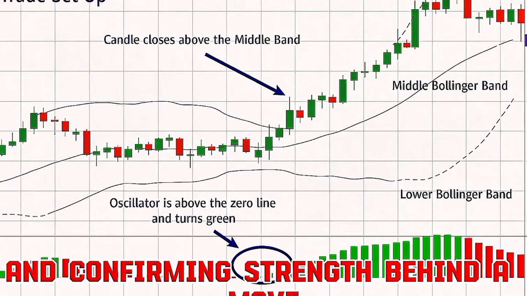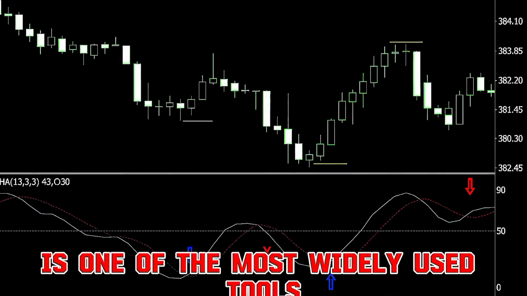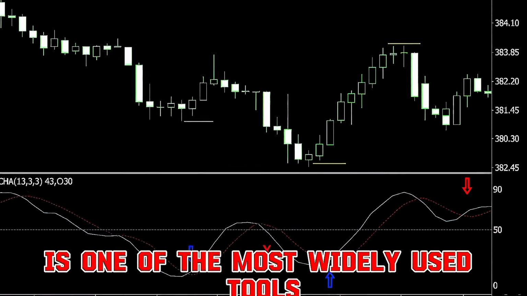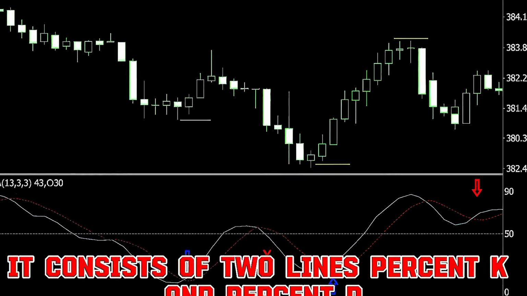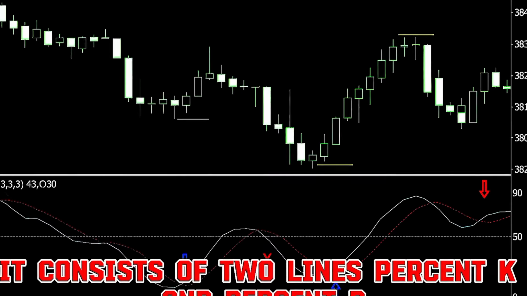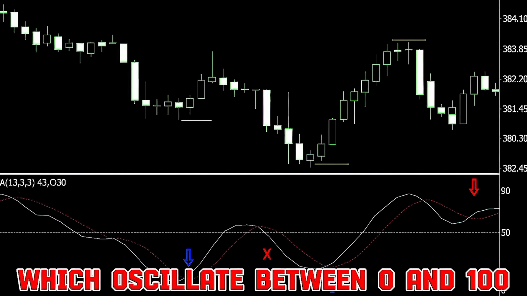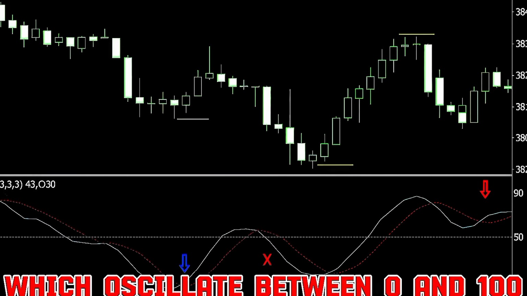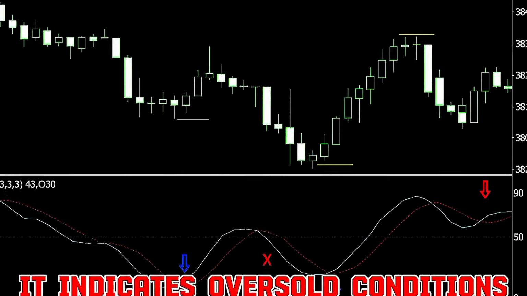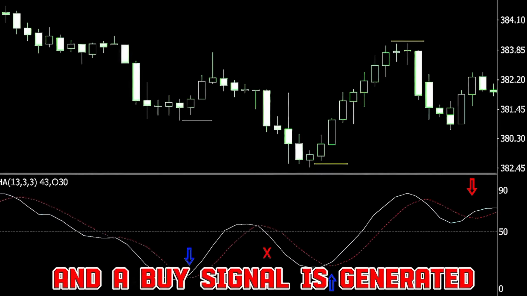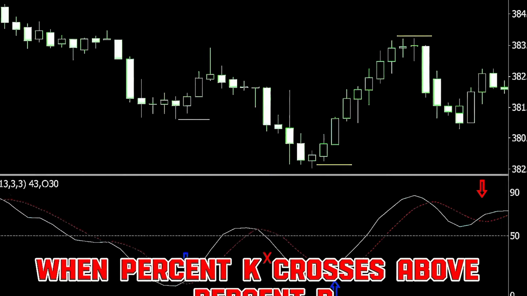The Stochastic Oscillator is one of the most widely used tools to identify market extremes. It consists of two lines, %K and %D, which oscillate between 0 and 100. When both lines drop below the 20 level, it indicates oversold conditions, and a buy signal is generated when %K crosses above %D.